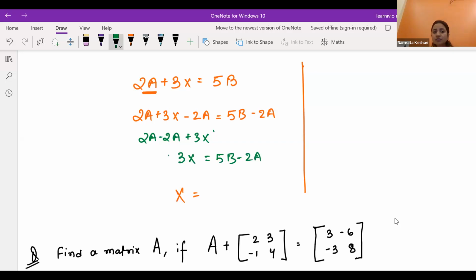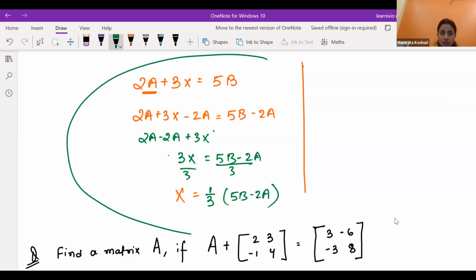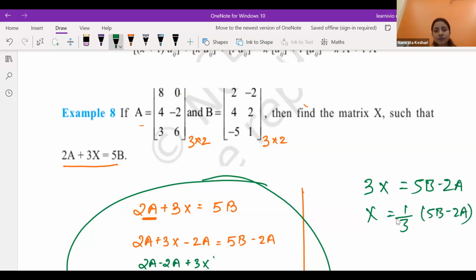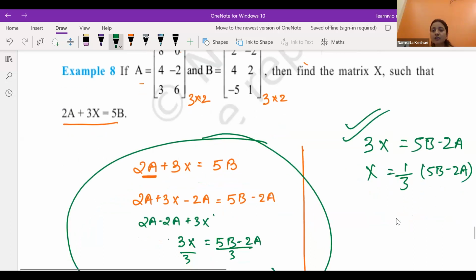Now on both sides we divide by 3 to isolate X. Isolating X means keeping X on one side. So 3 over here, 3 over here, and basically we get X equals 1 by 3 times (5B minus 2A). This is what goes on behind the scenes, and we can write it directly using our older concept: in the form of an equation, 3X equals 5B minus 2A and X is 1 by 3 of (5B minus 2A). We can do it directly, and then easily find the value of X.